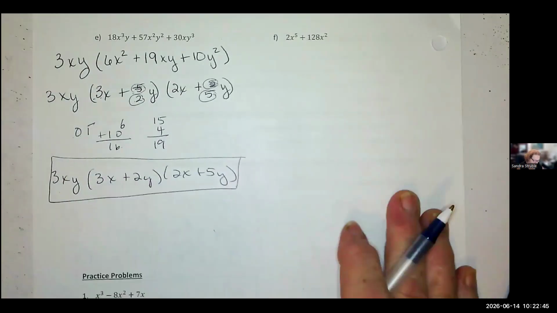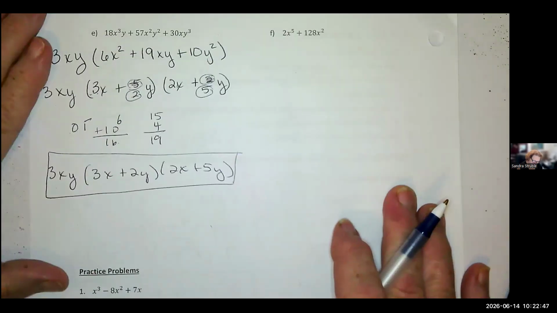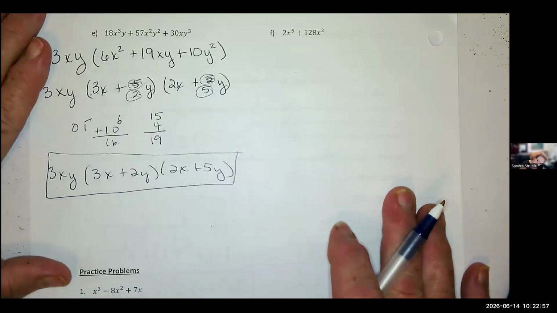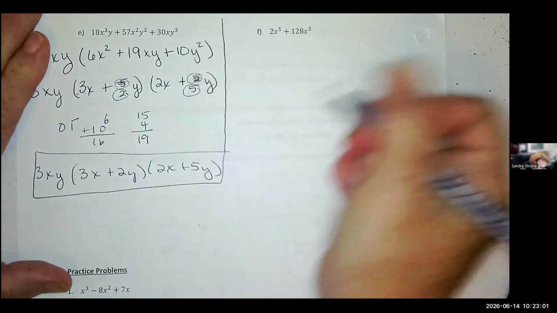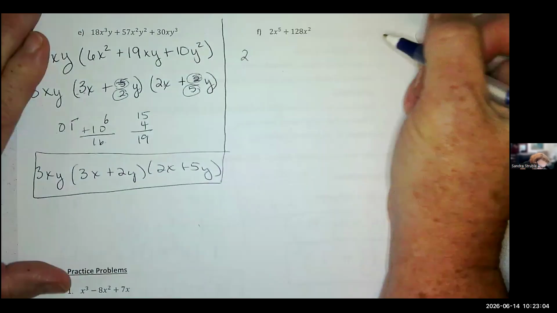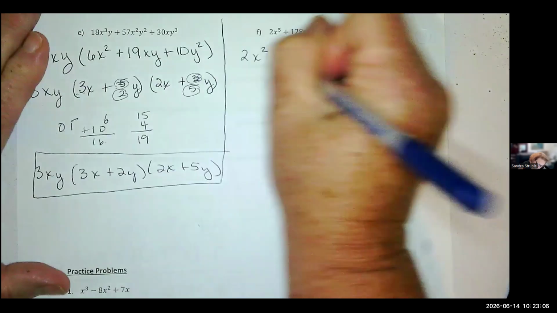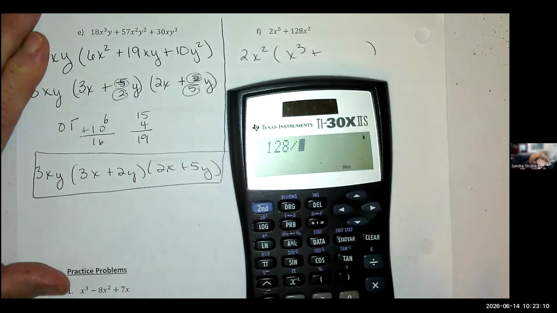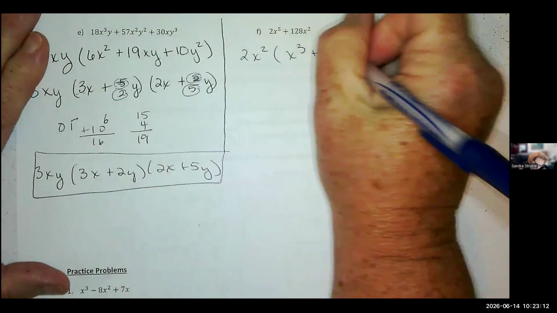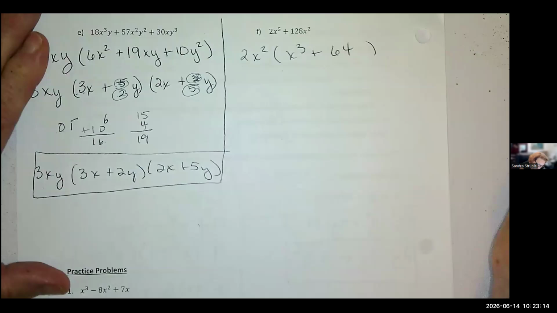All right, the next one is 2x to the 5th plus 128x squared. Looks like they've got a common factor, so do that first, see what you have left, and continue factoring. Come back to see how you did. They have a 2 in common, and they've got an x squared in common. Leaves you with x cubed plus 64. Well, that's it. All right, so this is the sum of 2 cubes.